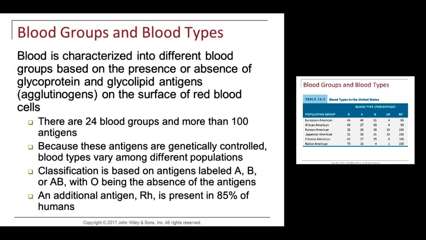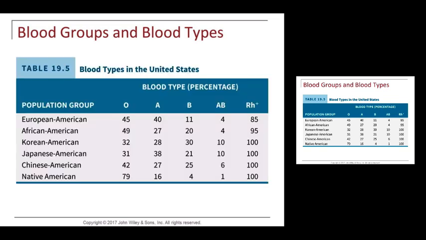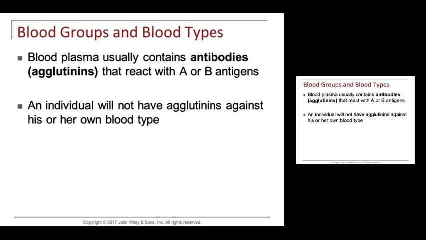So you can see here blood type percentages, what percentage of the European American population is a blood type O or blood type A. Blood plasma usually contains antibodies that can react with A or B antigen. So if I'm a type A blood type, I'm going to have a blood type A antigen sticking out on my cell membrane as a cell identity marker, telling the world and telling my body that I'm a type A.